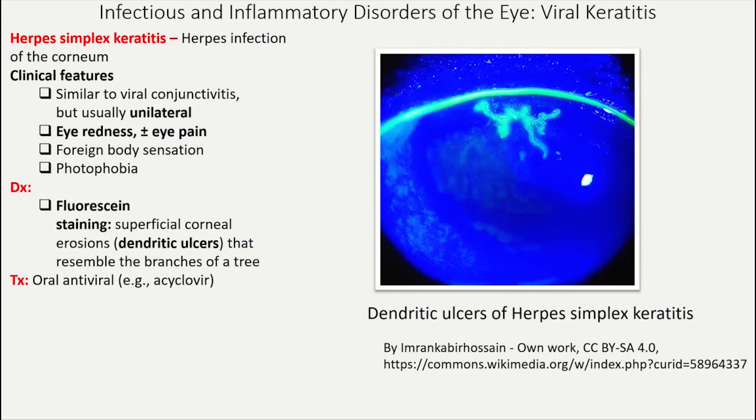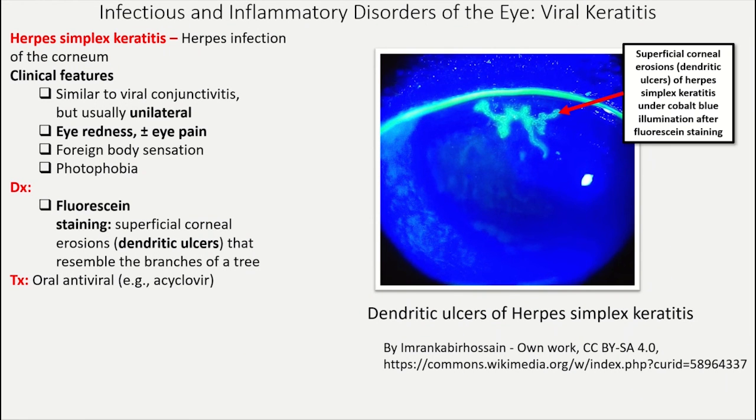All right, some other viral keratitises. Herpes simplex keratitis. It's a herpes infection of the eye, particularly of the cornea. The clinical features are similar to viral conjunctivitis, but in this case, it's usually unilateral. There's eye redness and eye pain. There's foreign body sensation, and there's photophobia. The diagnosis is done via fluorescein staining. There will be superficial corneal erosions, aka dendritic ulcers, that resemble branches of a tree, as shown to the right here.